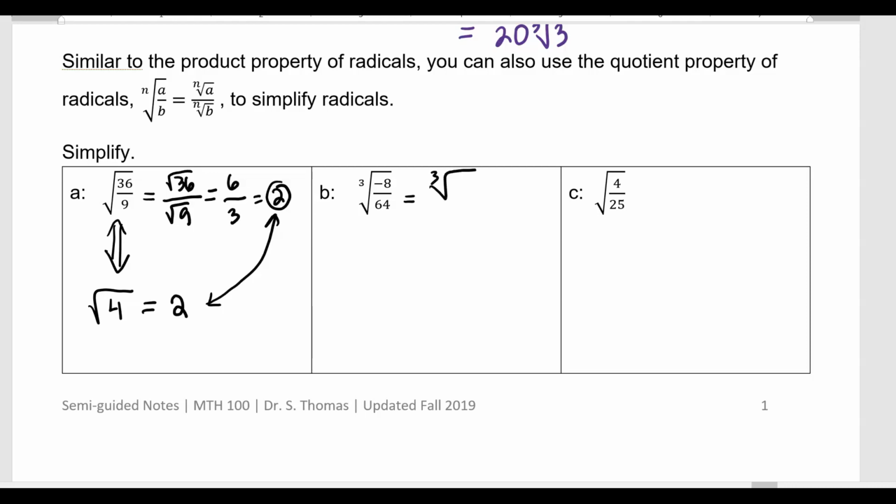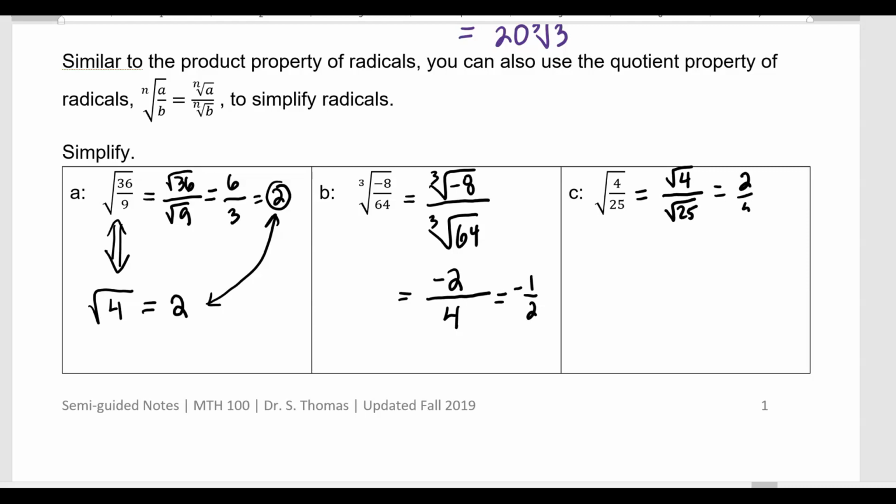Similarly, you have the cube root, but you can split it up as the cube root of -8 over the cube root of 64, and then simplify each radical separately. You'll get the cube root of -8 is -2, and the cube root of 64 is 4, because 4 times 4 times 4 is 64. Now, -2 over 4 simplifies to -1/2. Moving on to C, let's split this up because you can't do anything but split it up at this point, and you'll see that your final answer is 2/5.